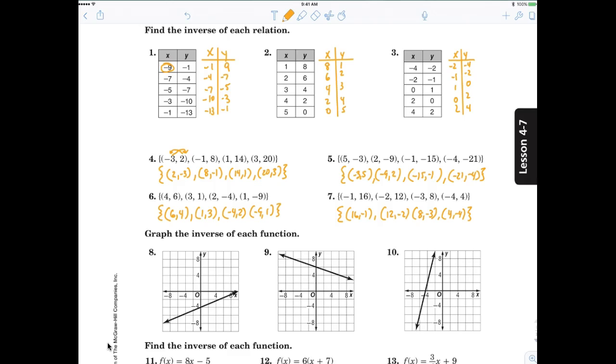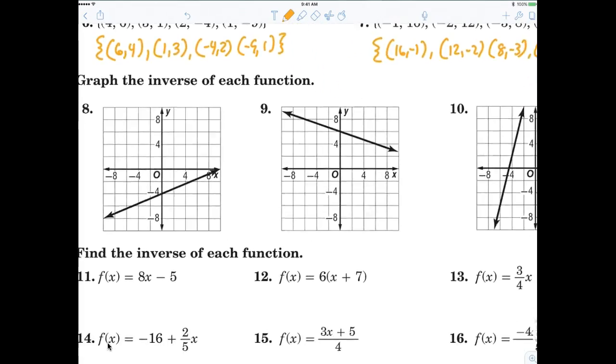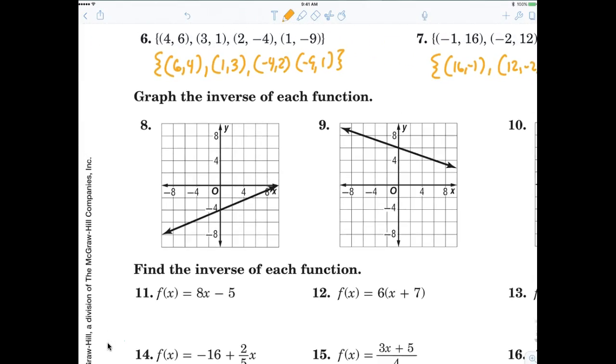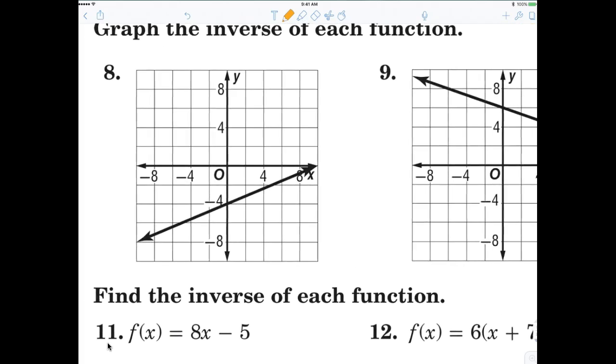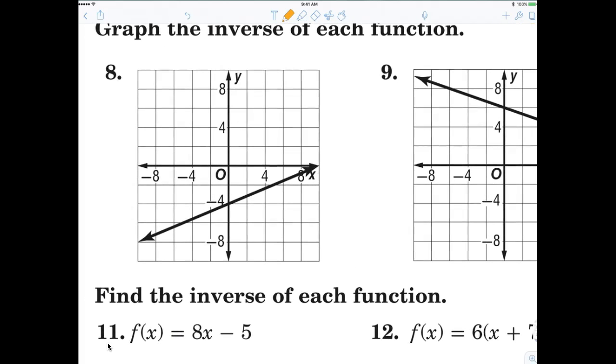Now we're going to do a little bit harder. I'm going to now teach you how to graph the inverse real quick. What we have to do is identify 2 points that are on the graph. Look right here, I found one there, and it looks like I found one right here.